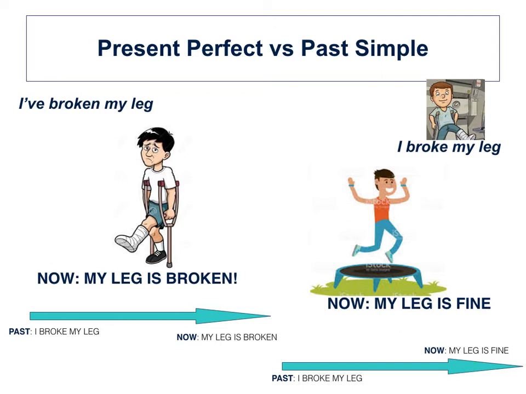So basically the difference in these two pictures is that both boys broke their leg, but the boy on the left has his leg still broken now, while the second boy broke his leg 2 months ago, a year ago, 4 weeks ago, but now it's fine. So there is no connection between the past and the present in the second picture. In fact, we say that the past simple is used for actions started and finished in the past.